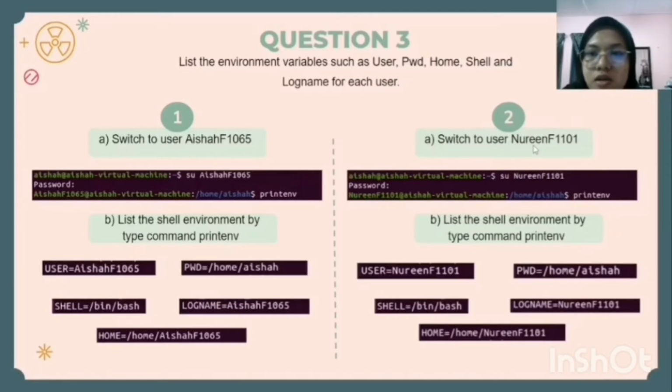Second switch is user Nureen F1101. The command is su Nureen F1101, then insert password Nureen. Then after enter, write the command printenv. This is the shell environment, which is user Nureen F1101, pwd, shell, logname Nureen F1101, home /home/Nureen F1101.